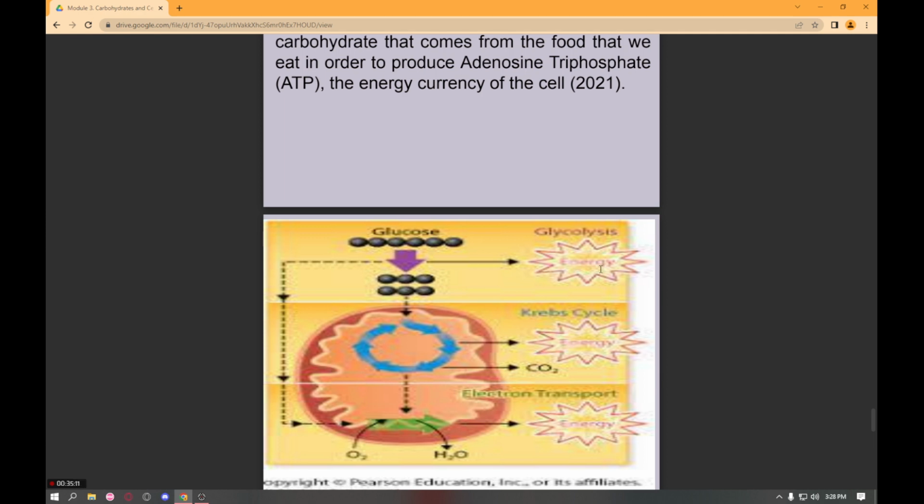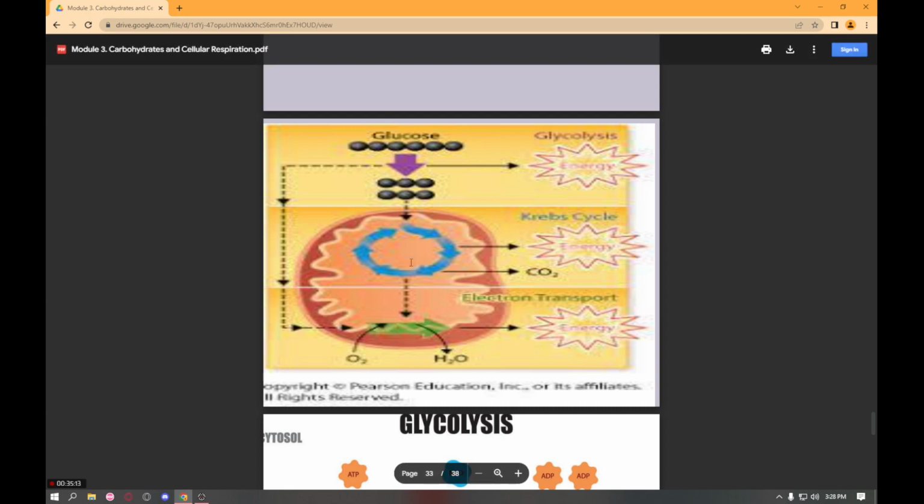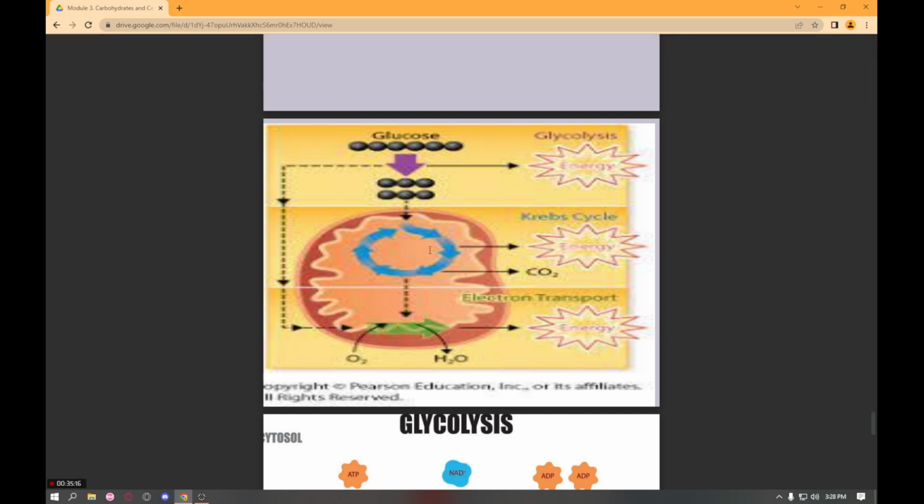Okay, so here in your Krebs cycle, it happens along the matrix of the mitochondria. As it goes into your Krebs cycle, these three carbon molecules, which are your pyruvic acids, are combined with oxygen, which is under the aerobic respiration because there is a presence of oxygen inside the mitochondria, and it forms carbon dioxide. So your carbon dioxide is a waste material.